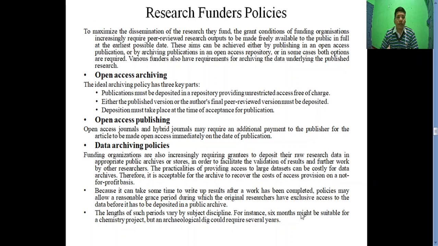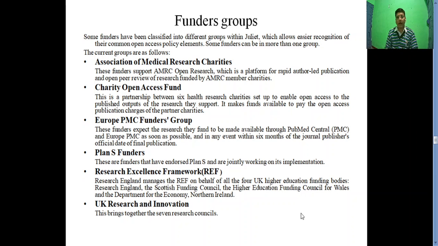The length of such a period varies by subject discipline. For instance, 6 months might be suitable for a chemistry project, but an archaeological dig could require several years. The funders group. Some funders have been classified into different groups within Juliet, which allows easier recognition of their common open access policy elements. Some funders can be in more than one group.